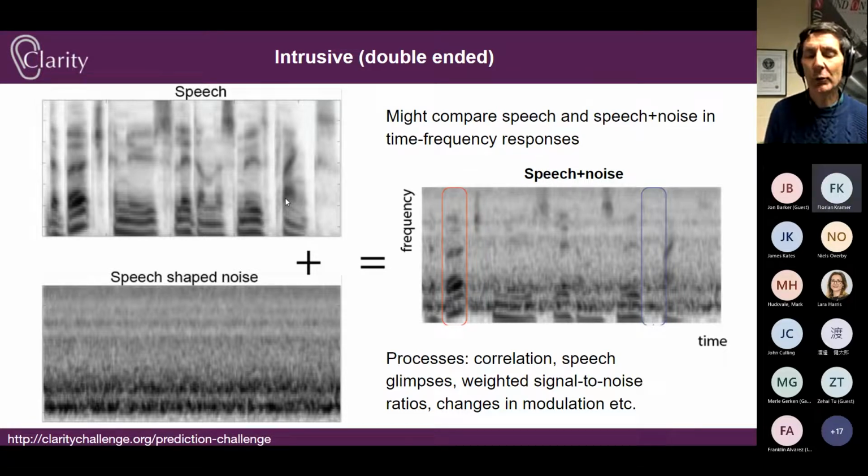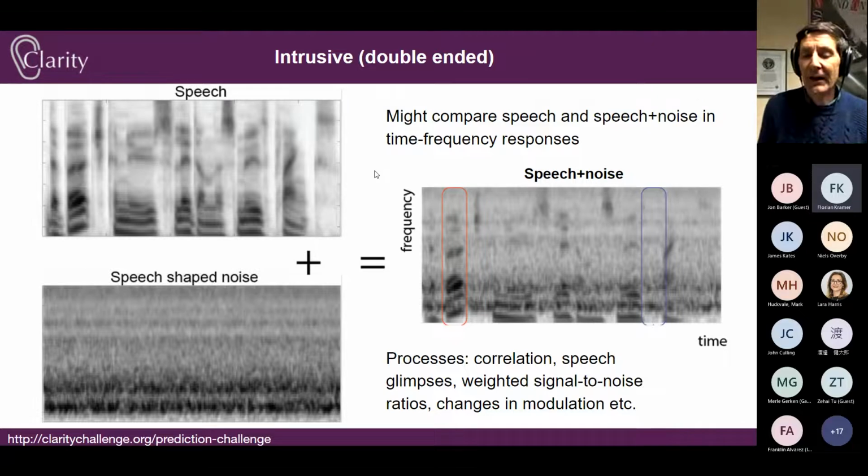So we break it into critical bands along the frequency domain, and along the time domain we break it into windows of tens of milliseconds because we're interested in the envelope, the low frequency envelope of speech. We have some noise, and then we have the mixture, which is here on the right hand side. And most of these intrusive approaches are essentially comparing the speech and noise spectrogram, let's call it crudely that, to the speech spectrogram in some way.